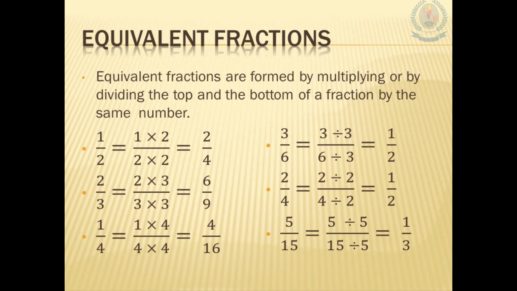Next question, 2/3. You can get one equivalent fraction by multiplying by any number. So the numerator and denominator I multiplied by number 3. 2 times 3 is 6. 3 times 3 is 9. So 6/9 is one equivalent fraction for 2/3.